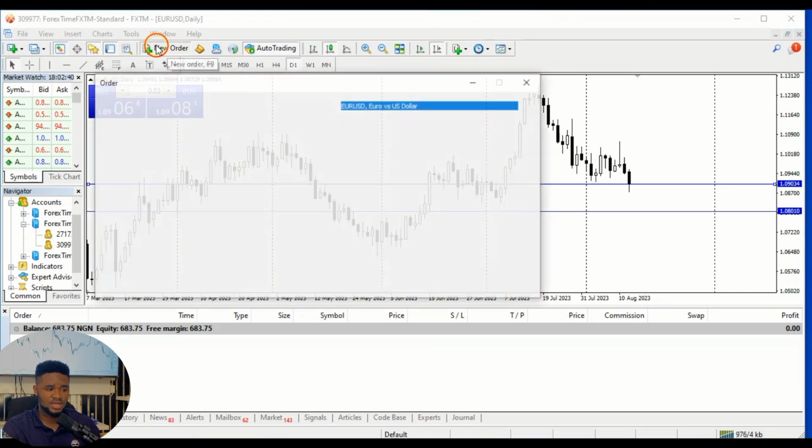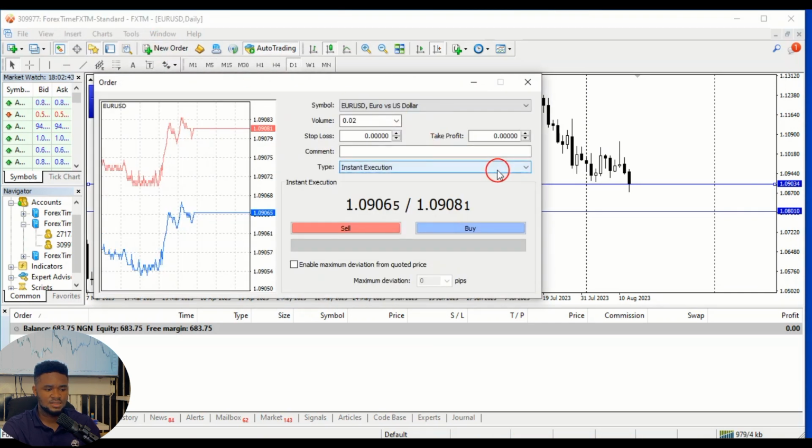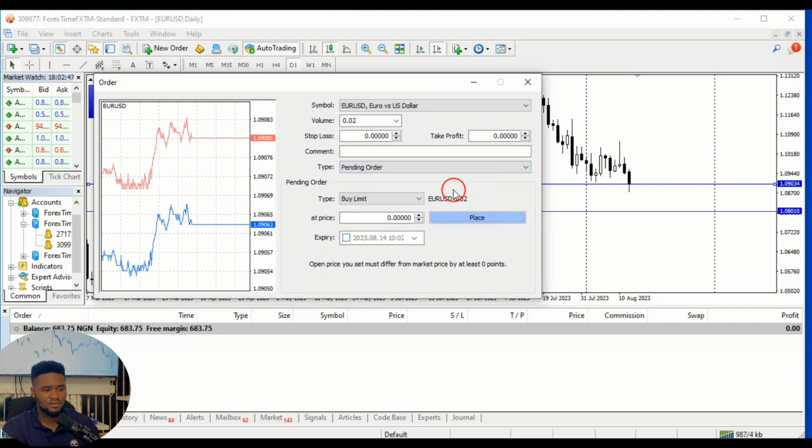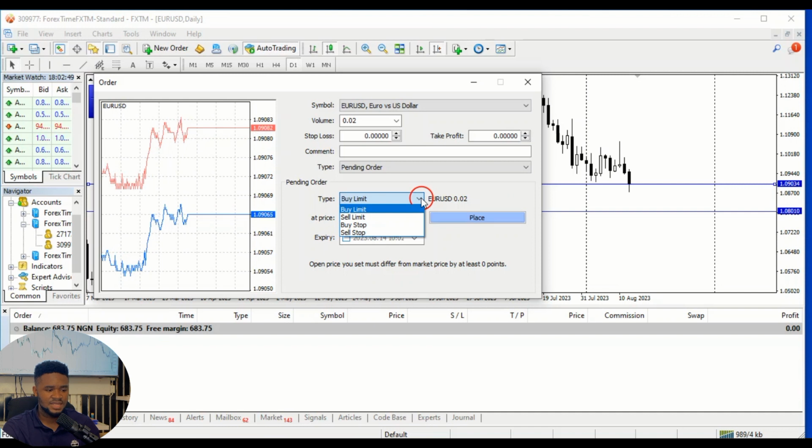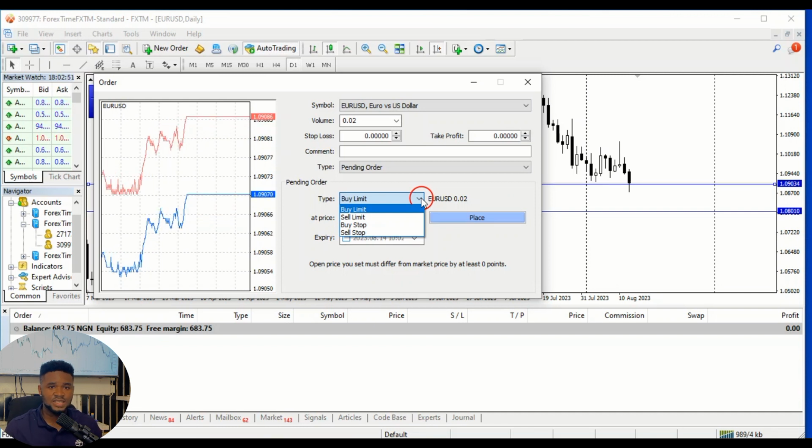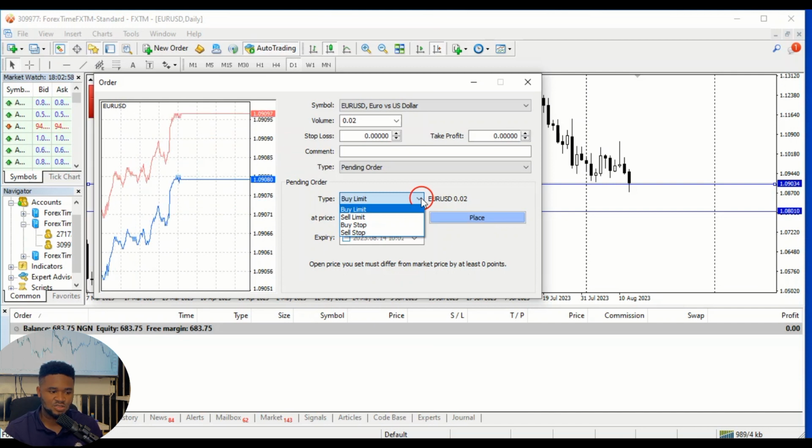You click on new order here, and you have instant execution and pending orders. You can see the pending orders here, and I told you there are 4 of them: the buy limit, the sell limit, the buy stop, and the sell stop. They have different functions. The buy limit is the opposite of the sell limit, and the buy stop is the opposite of the sell stop.